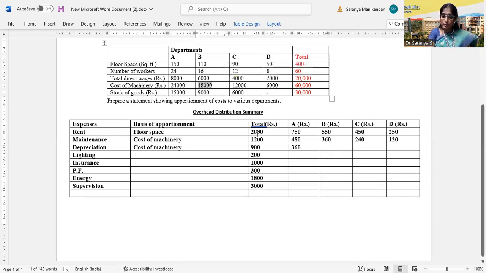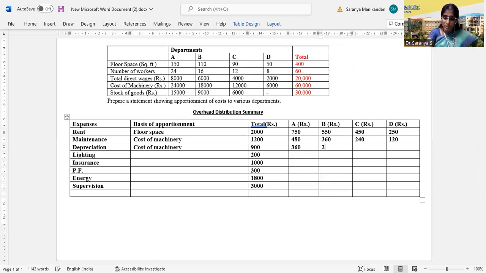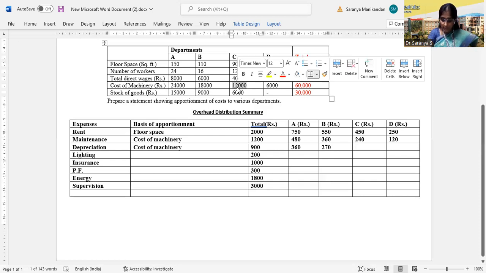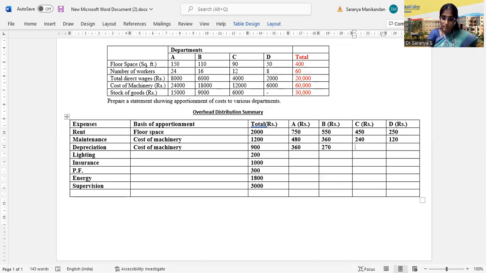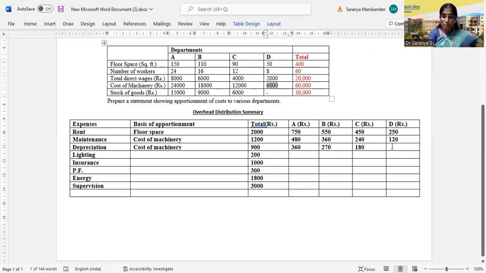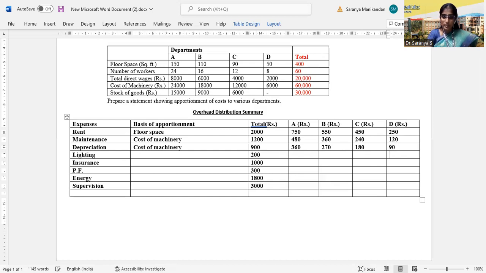18,000. So 900 into 18,000 by 60,000. How much you will get? 270. Okay, then for the C department, 900 into 12,000 by 60,000, you will get 180. Okay, and for D department, 900 into 6,000 by 60,000. So how much you will get? You will get 90.